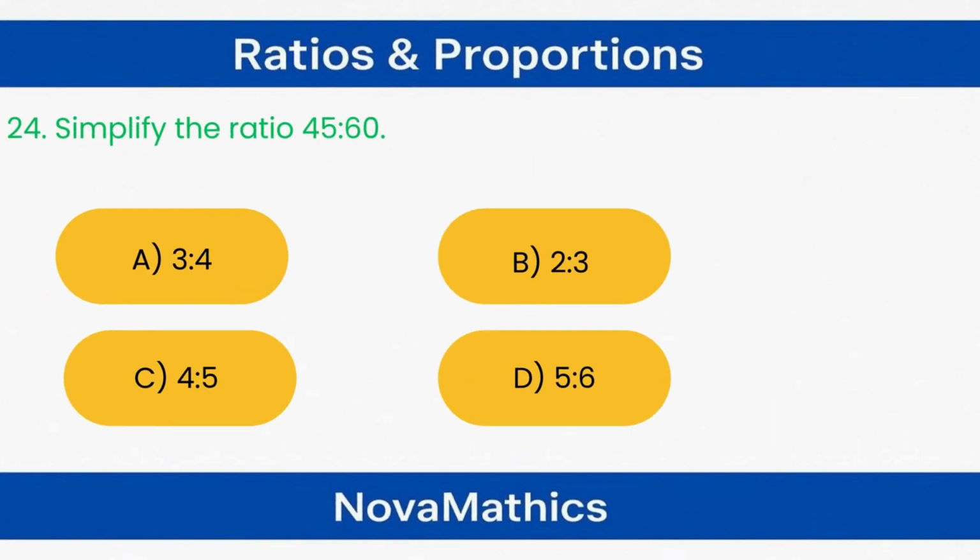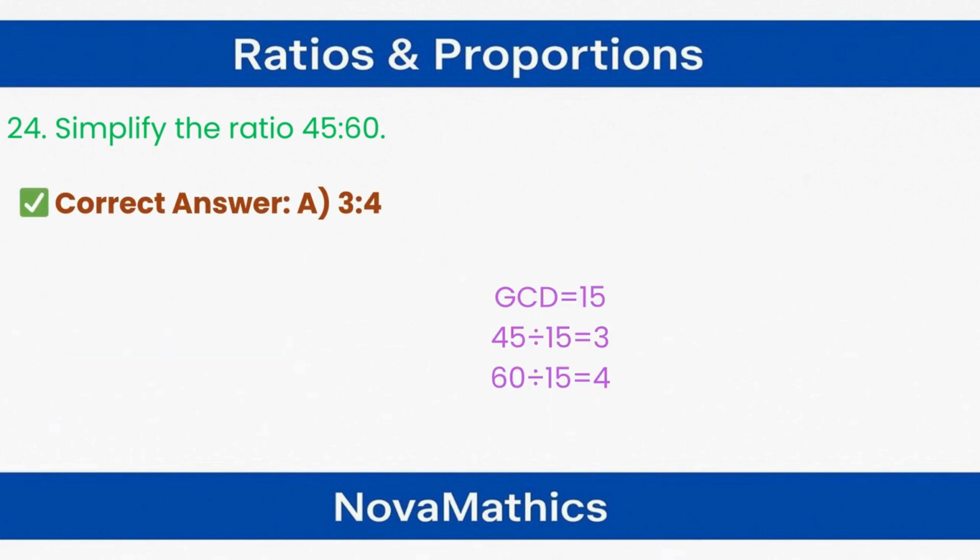24. Simplify the ratio 45 to 60. Divide by 15 to get 3 to 4.